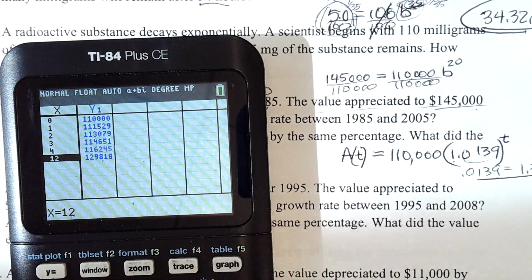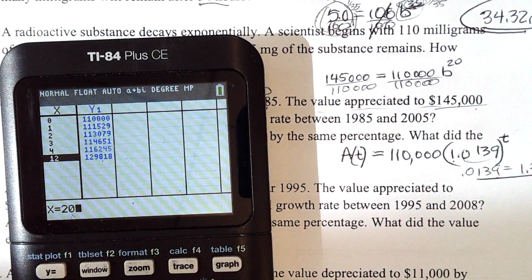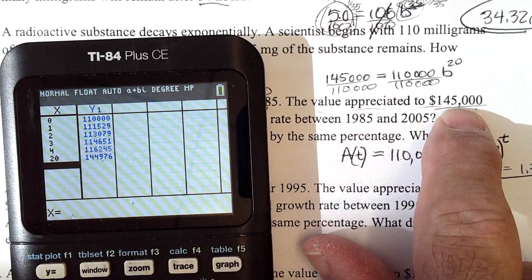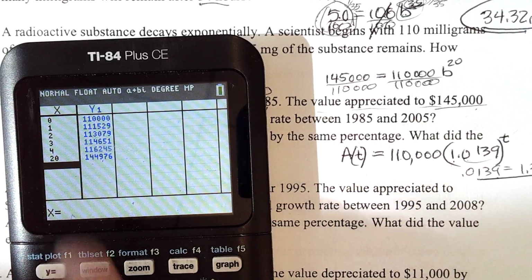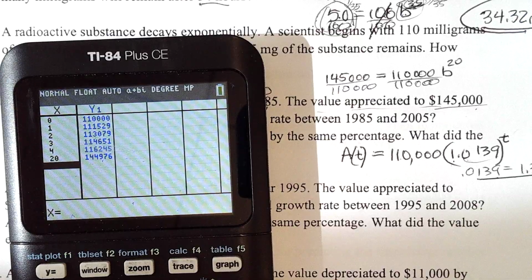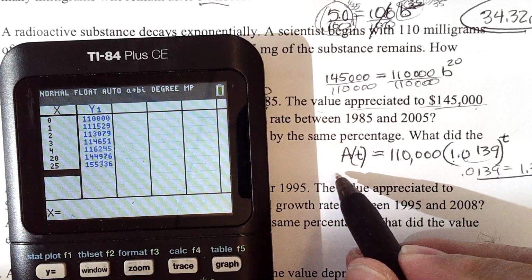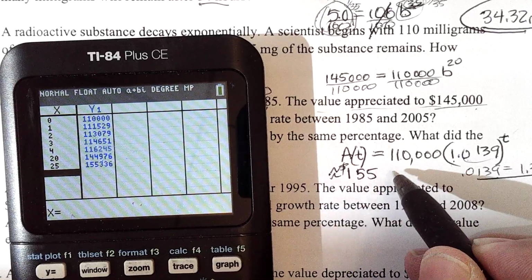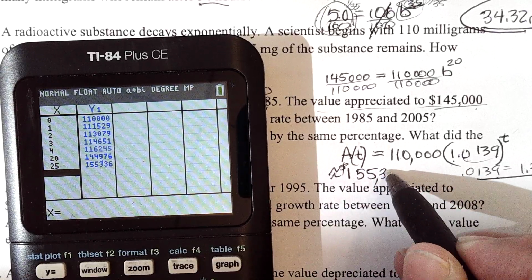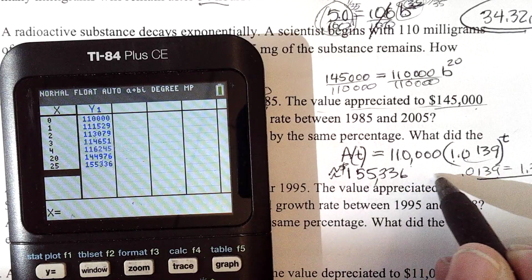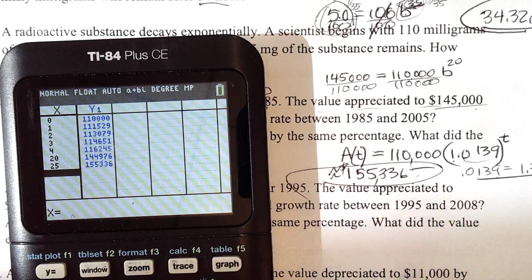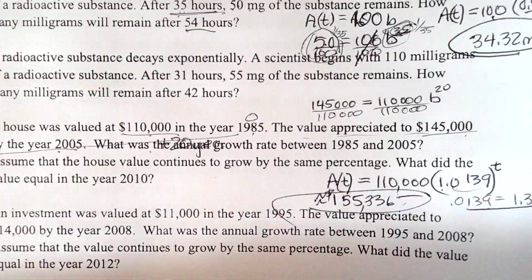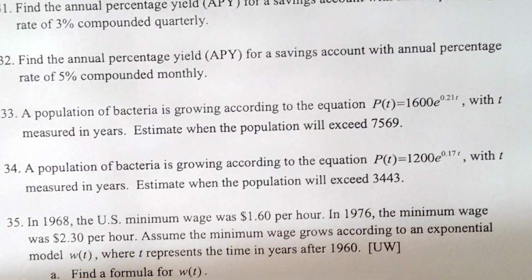At 0, it's 110,000. At 20, it should match what we had, 145,000. It's pretty dang close. We rounded off a little bit. And at 25, we probably should have kept more decimal places, but it's coming out to be approximately 155,336. Okay, that's 25, and that was it. Okay.